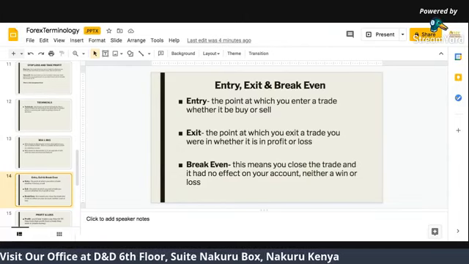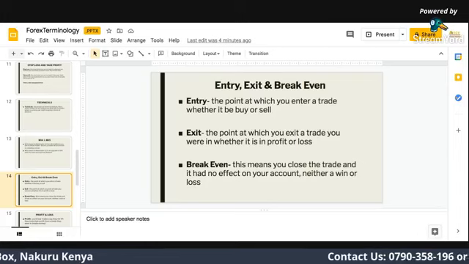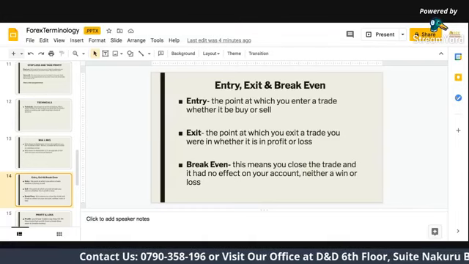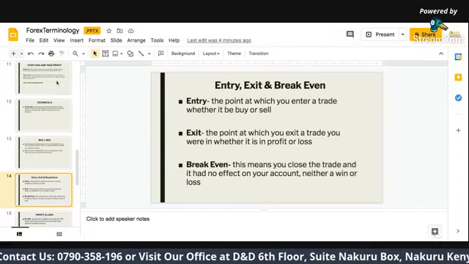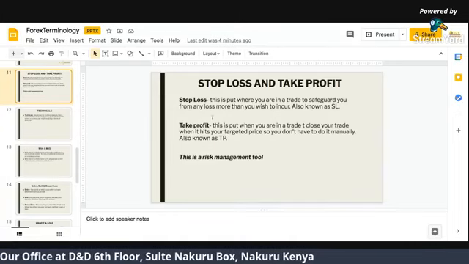We have entry, exit, and break even. Entry is the point at which you enter a trade, whether it be a buy or sell. So that will be your entry. Exit is the point at which you exit a trade, whether in loss or profit. So you either set a TP, a stop loss, or a take profit. Now these are your exit tools.